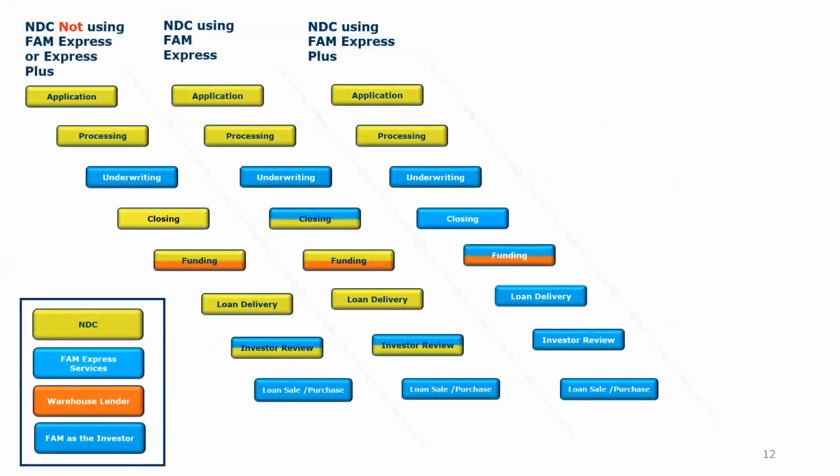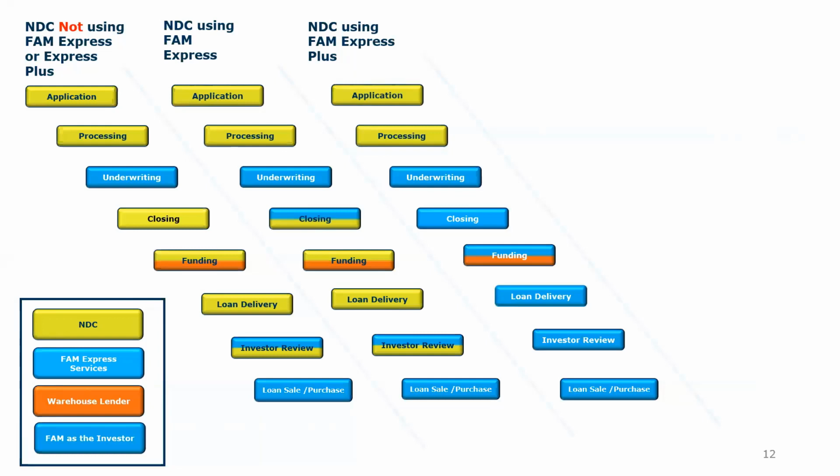And I'm a very visual person. And so Garrett, I know when we put this together, it was to be able to kind of give an idea as far as the different flow as far as the process. And so we're starting on everything looking at an NDC not using FAM Express or Express Plus. And you see our icons down here. The yellow represents what the NDC is responsible for doing. And then we have our FAM Express services, which is obviously underwriting. So everything's the same for the NDC, taking the application, processing, underwriting. When we get to closing, that's where things change.